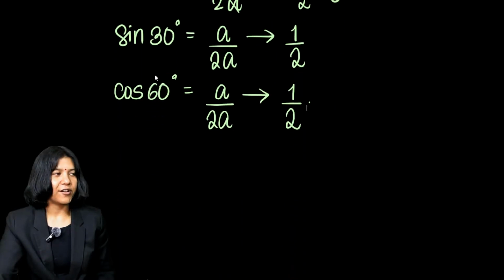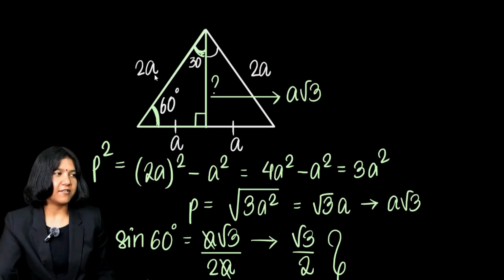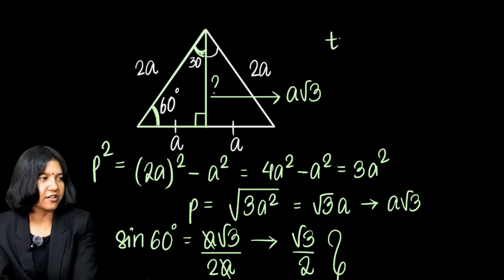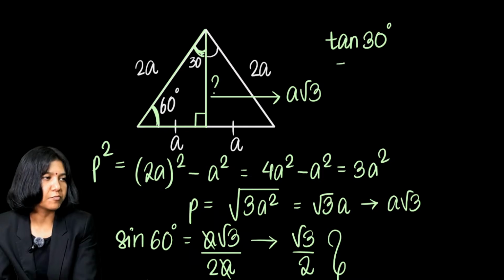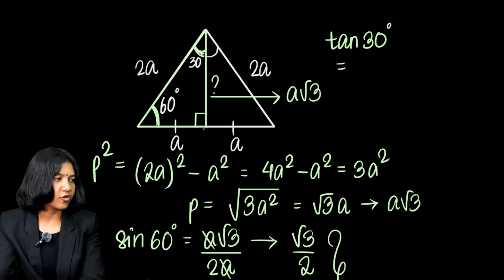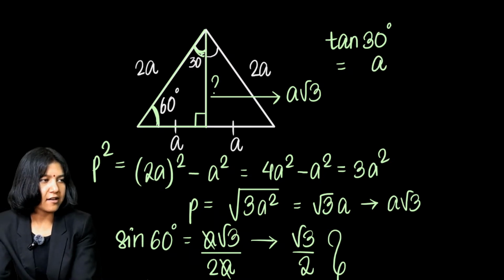And moving on, there is tan. They will ask you to find tan, so let's find tan 30. Tan is so easy because you just look at the two perpendicular legs. Opposite first: opposite is a and the adjacent is a root 3. So it just becomes a upon a root 3, which is 1 by root 3.